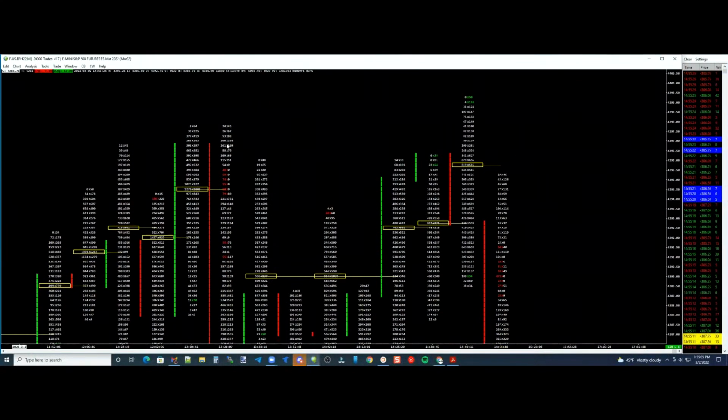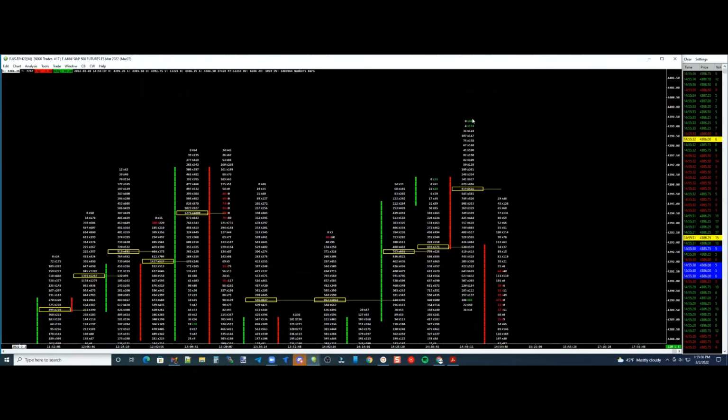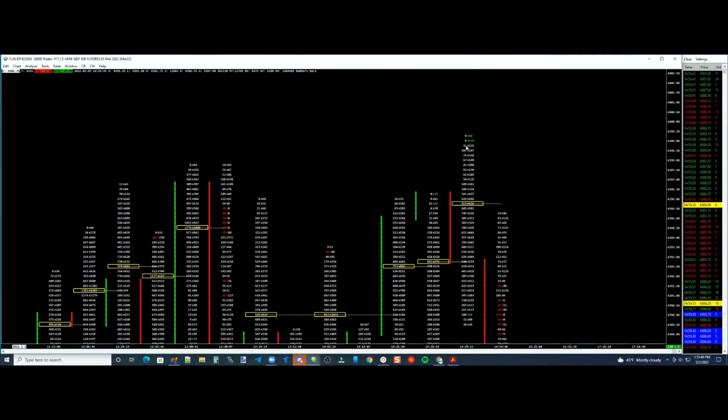So let's just say I'm looking at potentially shorting the market. I'm going to keep in mind that I've got unfinished business up here. If we push higher, and so this is the market right now. Is the market dropping? Nice. So we pushed to, we made new highs and we have a zero bid.